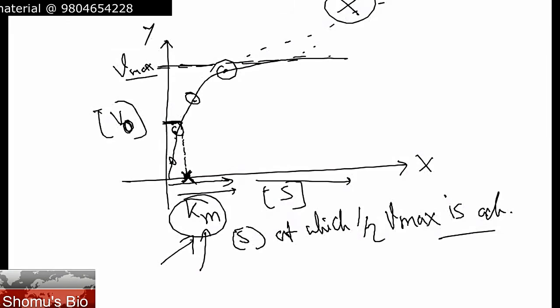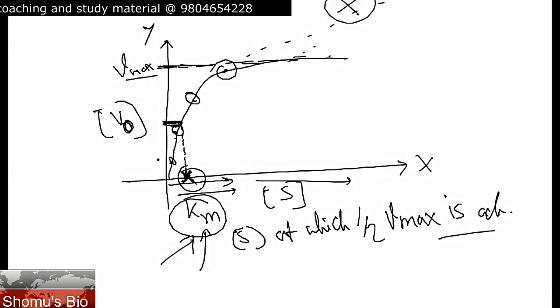What is Km? Look here. On the y-axis we are going half, because half of this Vmax. So this is the total Vmax, and half of this Vmax, and we'll also drag this line to the x-axis. We find this intersect, that is the Km. So Km is what? The substrate concentration for which half of the Vmax can be achieved. That is the value of Km.